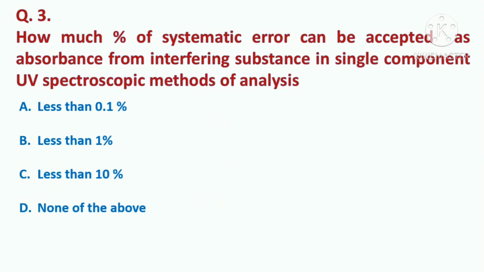Okay, next question is, how much percentage of systematic error can be accepted as absorbance from interfering substance in single component UV spectroscopic method of analysis? Okay, so how much percentage of systematic error is considerable, or we can go ahead with that. So first option here is less than 0.1%, second is less than 1%, third is less than 10% and none of the above.